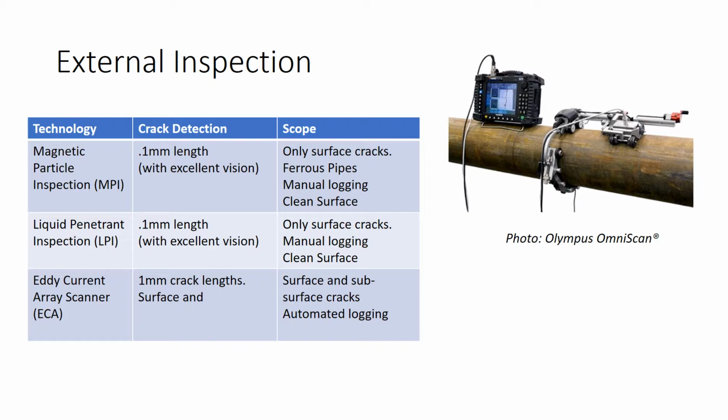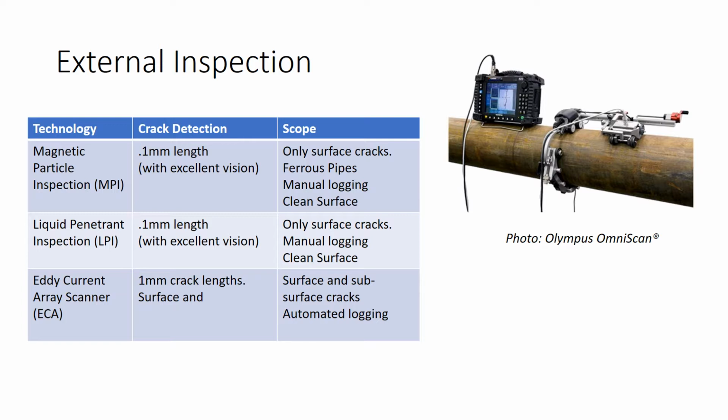Liquid penetrant inspection, known as LPI, is similar to MPI as it relies on enhancing the visual contrast between the crack and its surroundings. A dye is sprayed over the inspection area, and the technician waits for the dye to penetrate into the cracks. LPI works both on mag and non-mag materials.